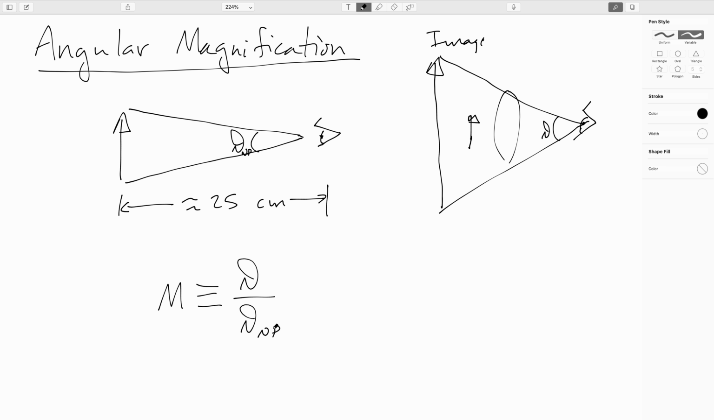So if we say that some magnifying glass, for instance, has 5 power magnification, what that means is that you can make something take up a 5 times larger angle to your eye than it would if you just held the object at 25 centimeters.